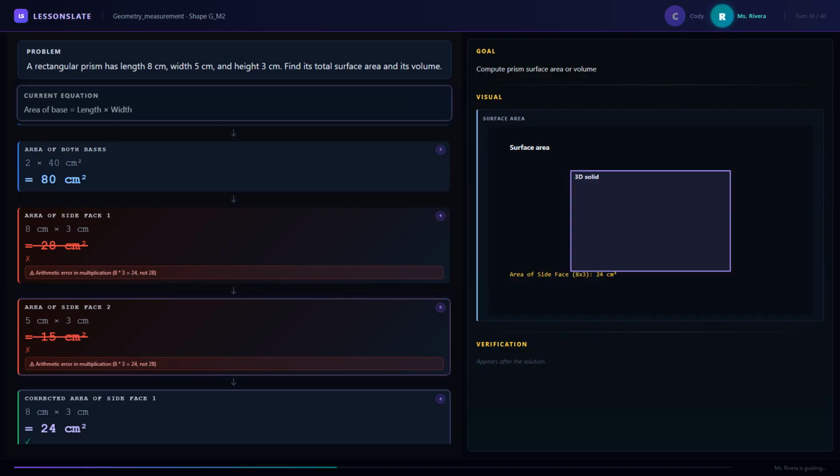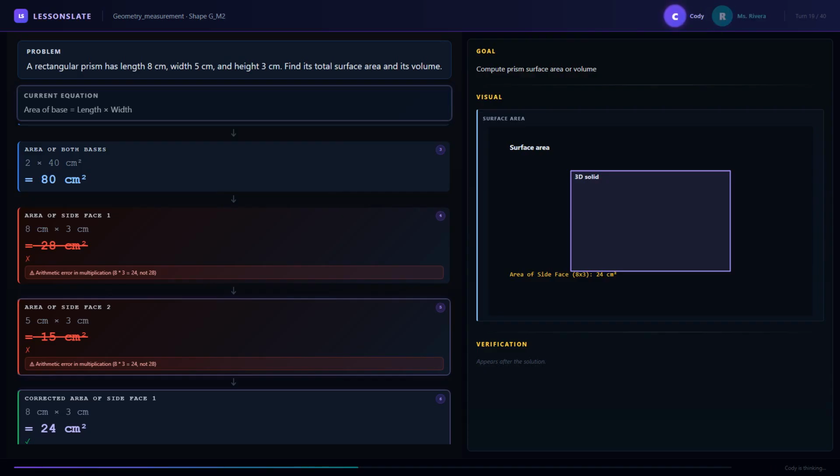The 2 larger side faces are indeed 8 centimeters times 3 centimeters equals 24 square centimeters each, and the 2 smaller side faces are 5 centimeters times 3 centimeters equals 15 square centimeters each. You've found the area of the 2 bases and all 4 lateral faces. What's the next step to find the total surface area of the prism?